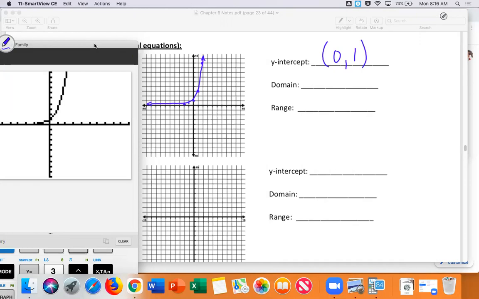What is my domain? Well, my domain is going to be all real numbers. That's the x's I can put in. What is my range? Well, where is my graph always above? It's always above this line, right? It doesn't go below that line. What number is this, right here? Somebody said 0. So my range is y is greater than 0. Yeah, you can use that.